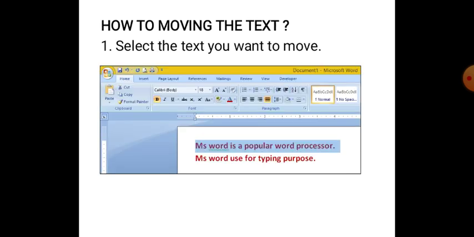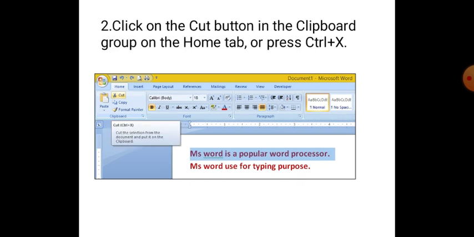Now we will understand how to move the text. To move the text, first of all, we have to select the text. As you can see in this picture, I have selected the text. MS Word is a popular word processor. After selecting the word, we have to go to the cut button that is located in a clipboard group. Or even we can simply press Ctrl plus X. Ctrl plus X is a shortcut key used to use the cut option.